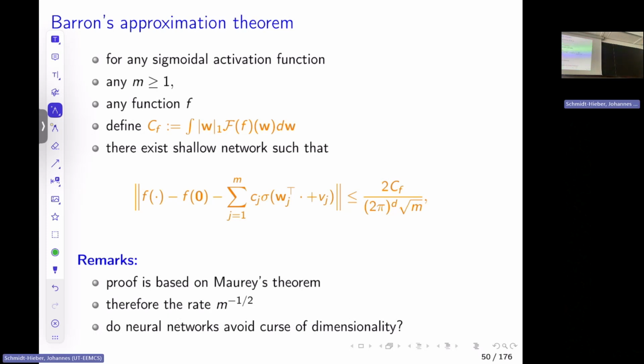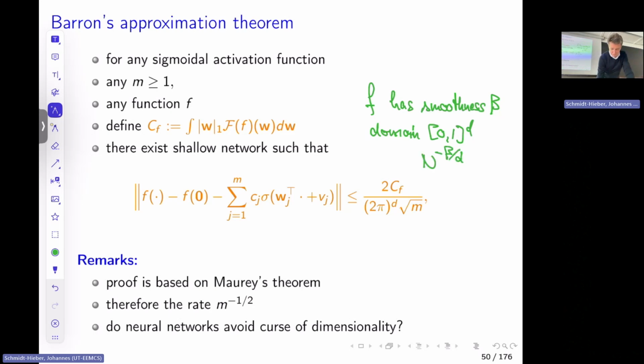Yeah, but how? Yeah, that's good. That's correct. But how does it? I mean, the thing is, right? If you have a function f, and this function f has smoothness beta, and it is defined on the domain [0,1]^d, say, then we know that the approximation rates, if we take n parameters, are n to the minus beta over d, right? This is the thing from the last lecture.